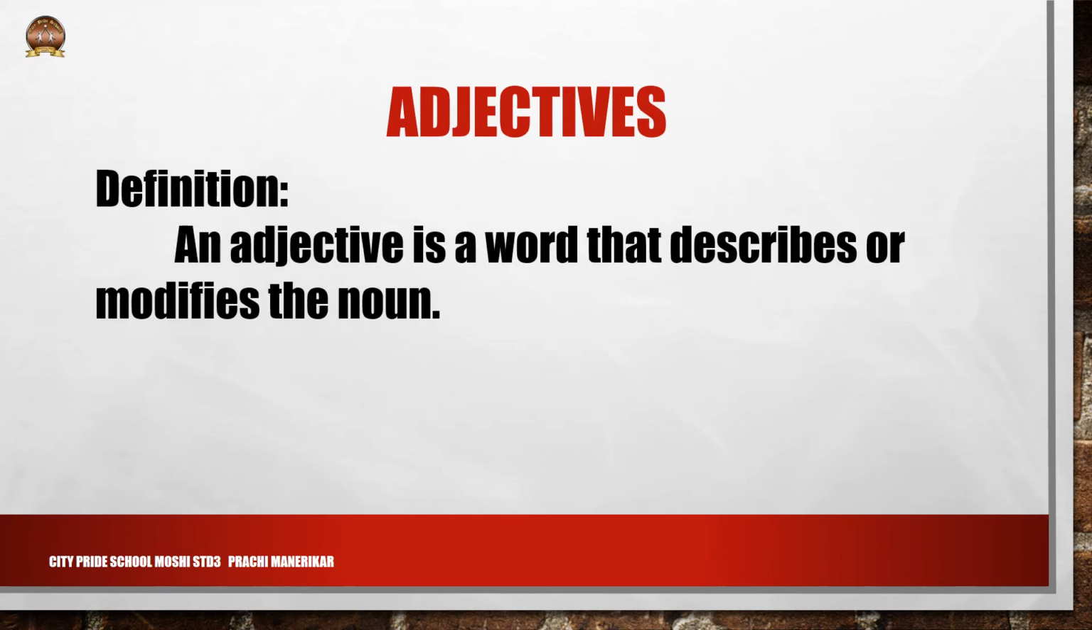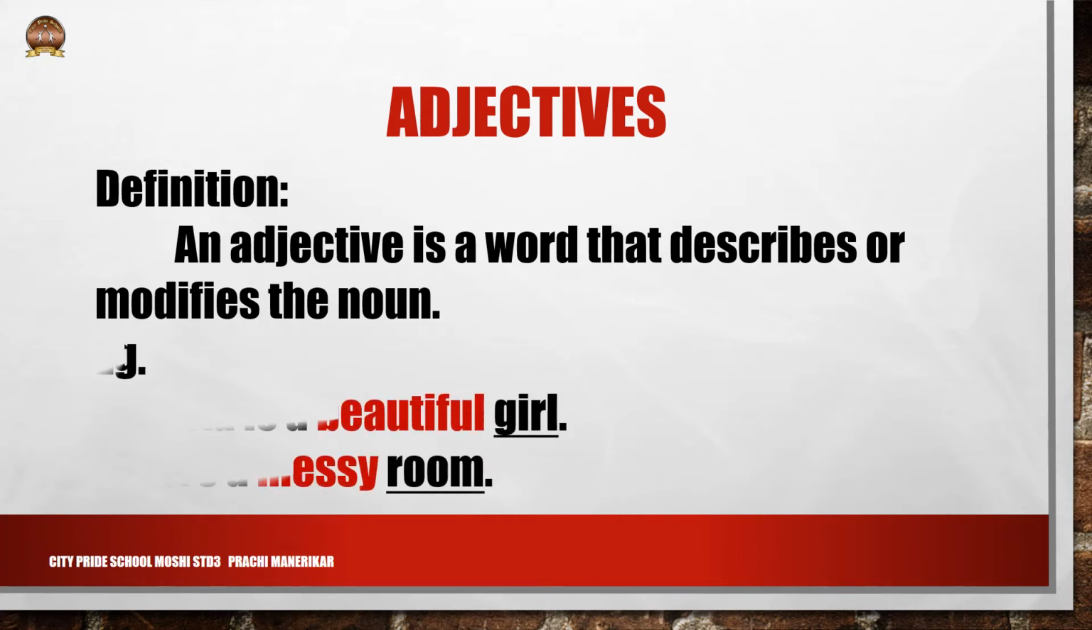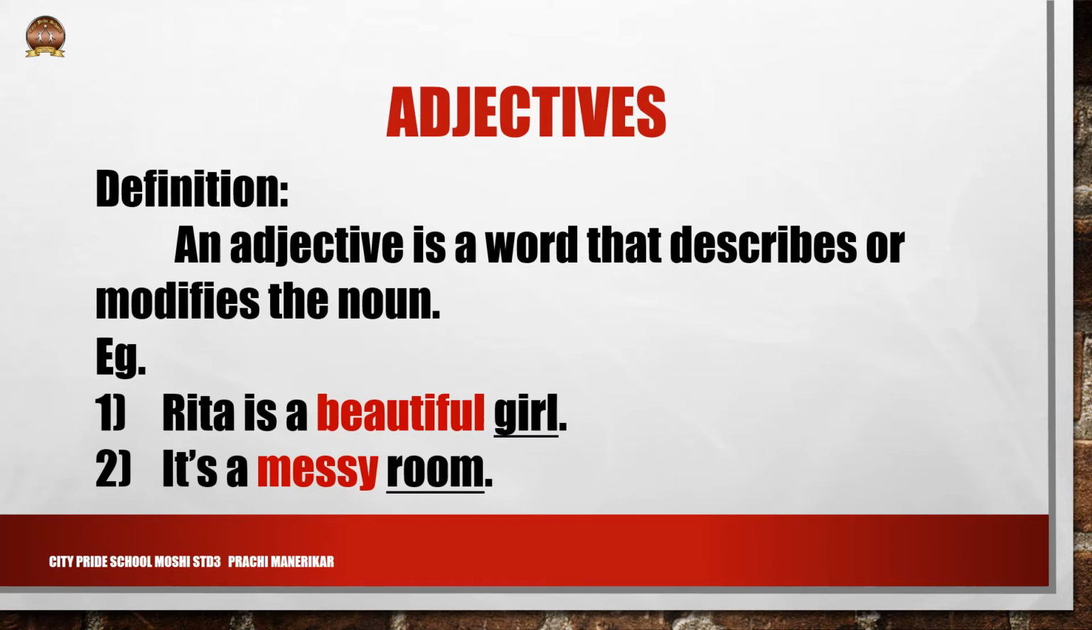Adjectives. Now, here is the definition of adjective. An adjective is a word that describes or modifies the noun. For example, Rita is a beautiful girl. It's a messy room. The word beautiful is describing the girl named Rita. So, beautiful is an adjective and messy is also an adjective because the word messy is describing the room.